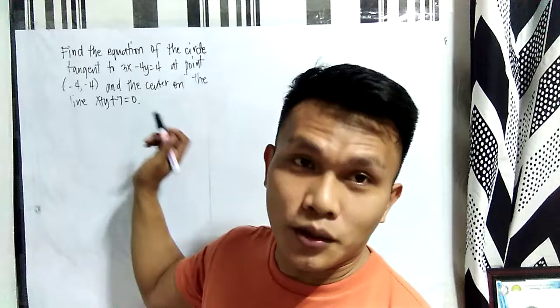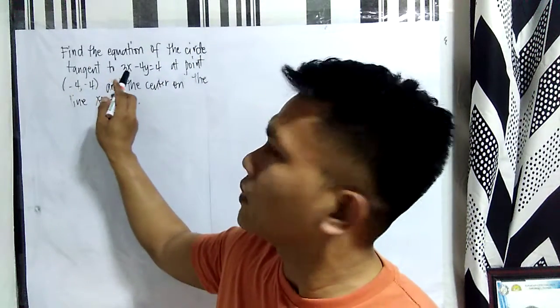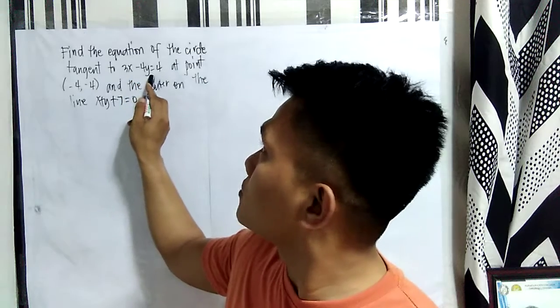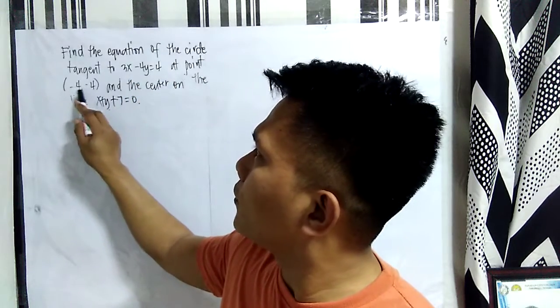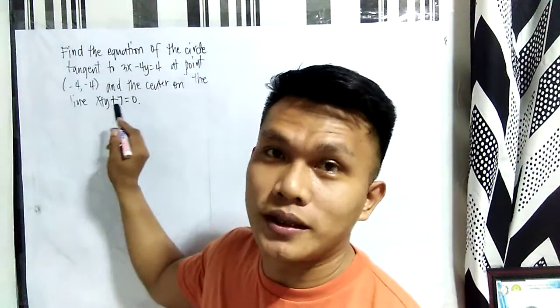So in our problem, find the equation of the circle tangent to 3x minus 4y equals 4 at point (-4, -4) and the center on the line x plus y plus 7 equals 0.